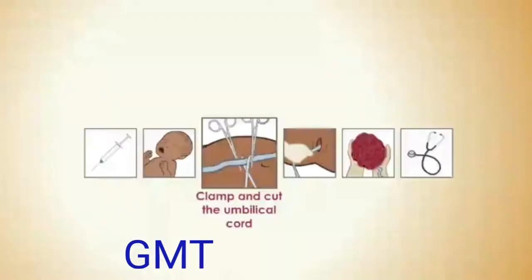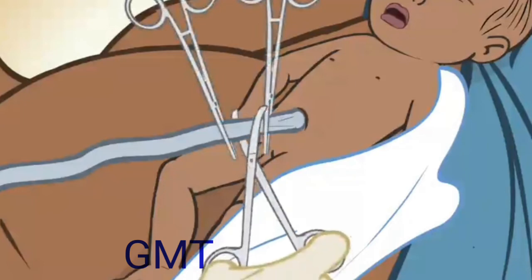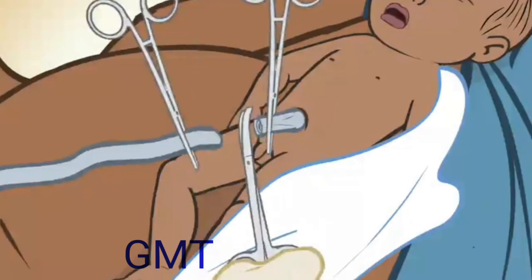Clamp and cut the umbilical cord. Unless there's postpartum hemorrhage or the newborn needs resuscitation, you clamp and cut the umbilical cord when the cord stops pulsating or 1 to 3 minutes after delivery.